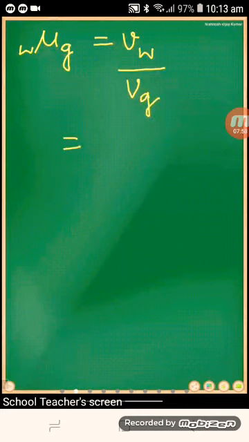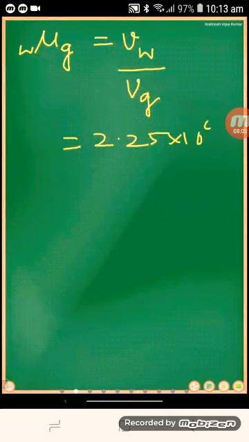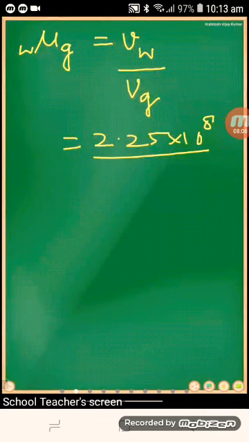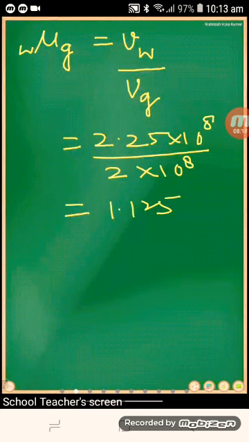Now, velocity of light in water is going to be 0.25 into 10 to the power 8, whereas velocity of light in glass is 2 into 10 to the power 8. Hence, it comes out to be 1.125. So, refractive index of glass with respect to water.